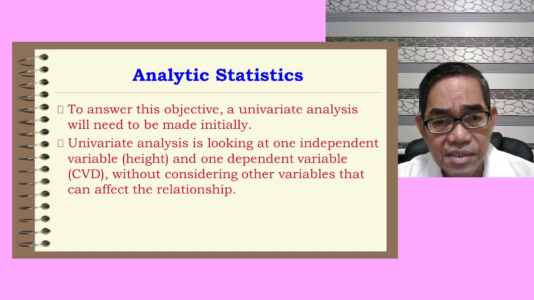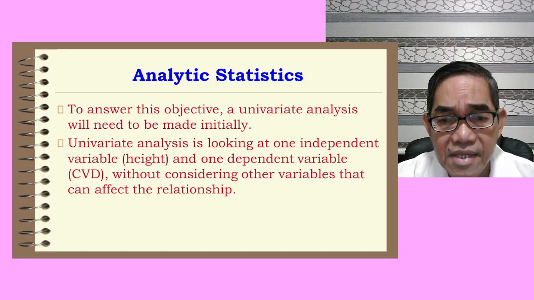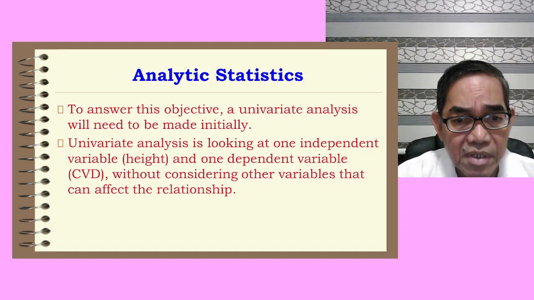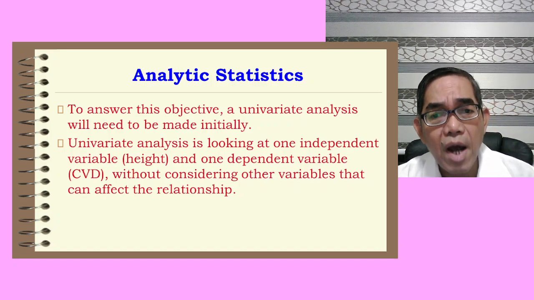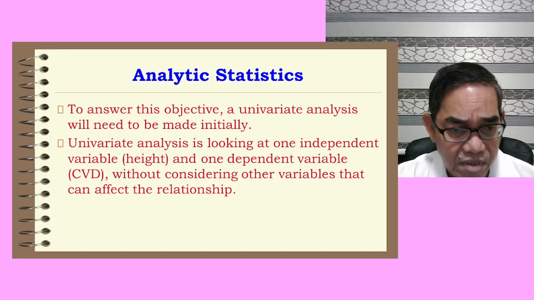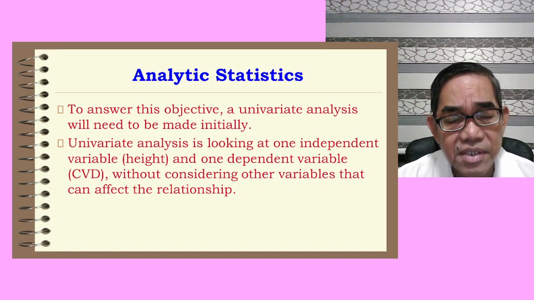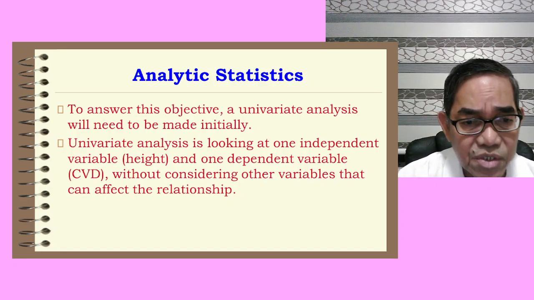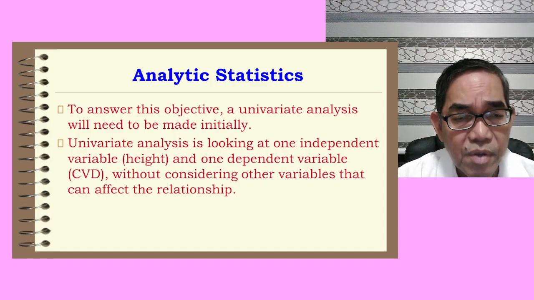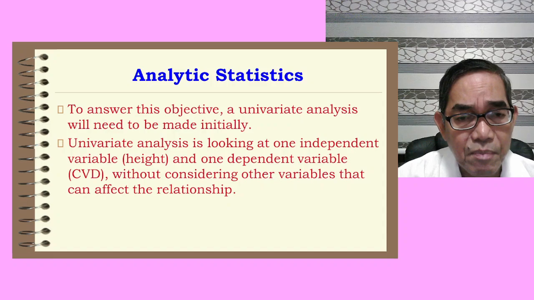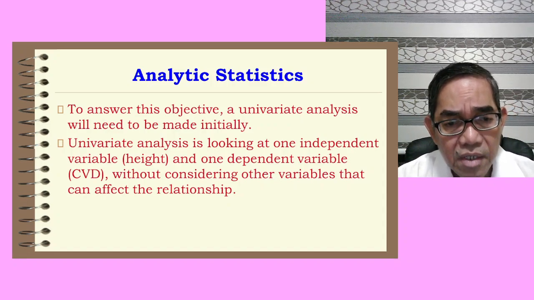Univariate analysis, uni means one, is looking at one independent variable, and in this particular objective, the independent variable is height, and one dependent variable, the cardiovascular disease, without considering other variables that can affect the relationship. Just look at height. We might want to categorize people as to whether they are tall or short. So we just look into that variable.